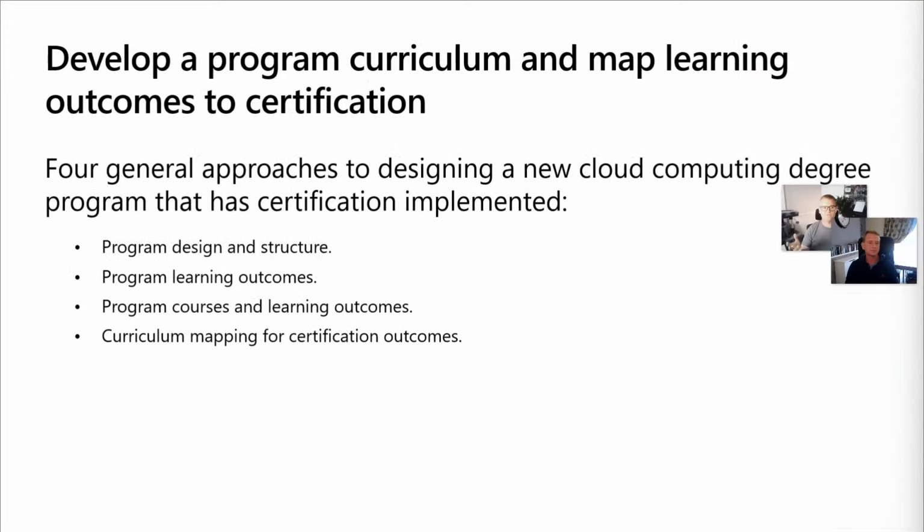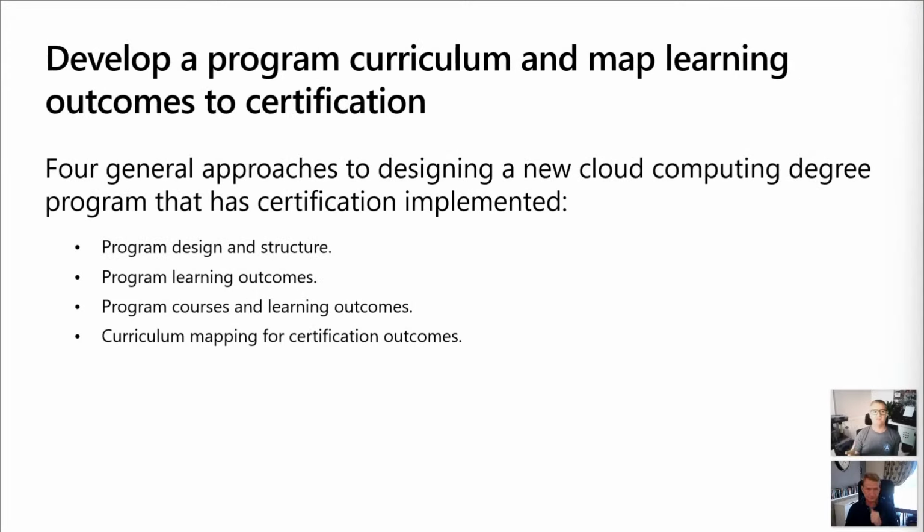So when we look at the whole focus of developing a program curriculum and mapping learning outcomes to certifications, we should have really key guidelines. We should have that program design and structure that we talked about in module 1. We should have the program learning outcomes: what will a student and the educator get from implementing that program? We'll have the program course and learning outcomes, so in terms of learning objectives, what does a student achieve? And then we'll have the curriculum mapping and certification outcomes to say what is the alignment? How many primers? How many labs? How many resources, etc. do we need to go into?